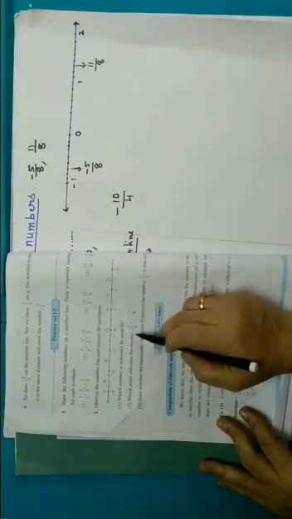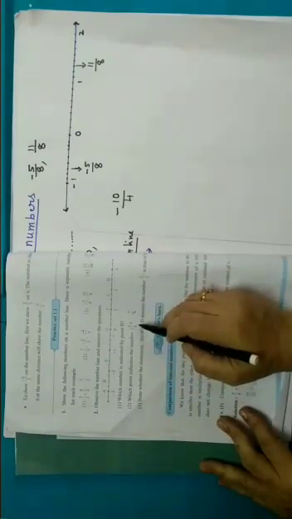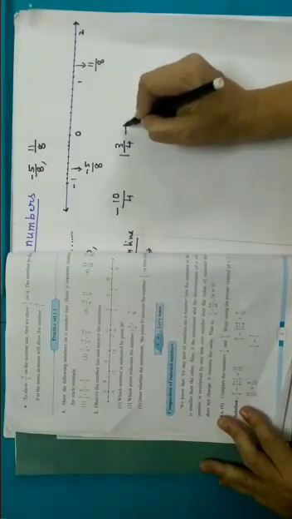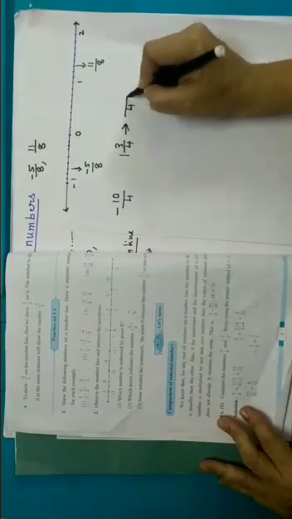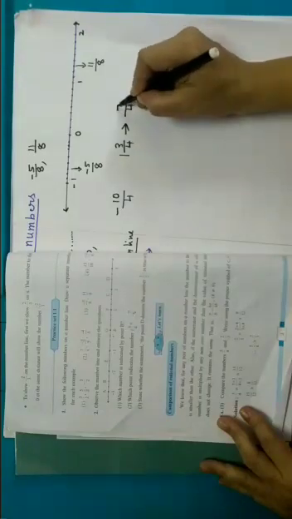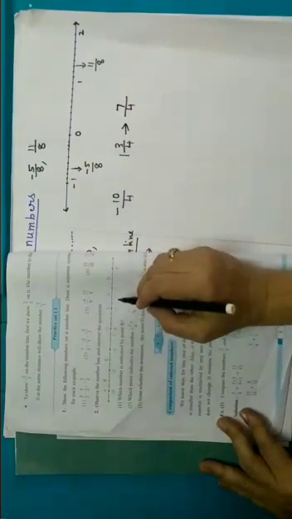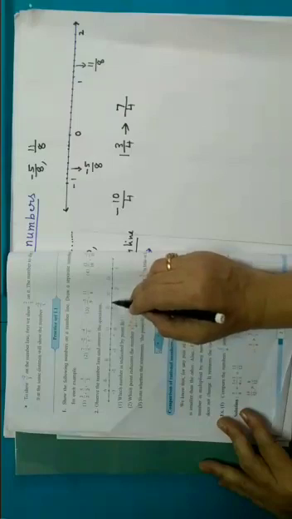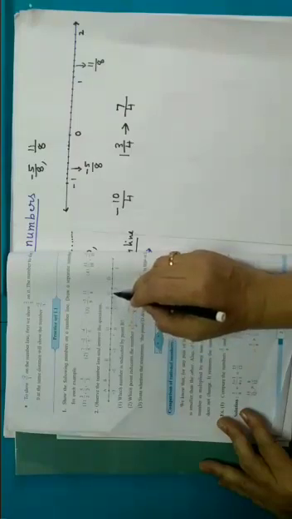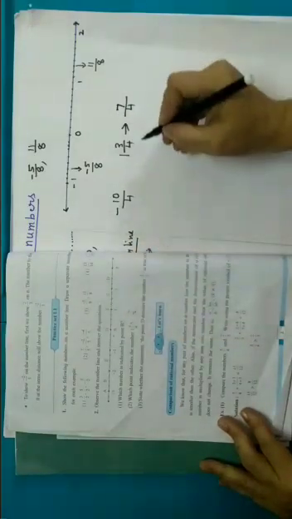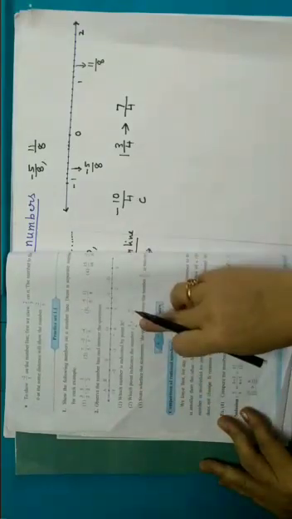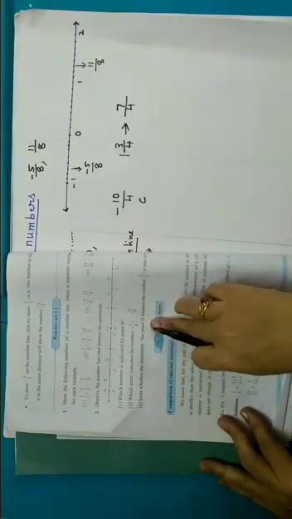Which point indicates the number 1 3 upon 4? Yes, 1 3 upon 4. First we have to convert it into an improper fraction. You will get 7 upon 4. Where is your 7 upon 4? On the right side. 1, 2, 3, 4, 5, 6, 7. This is your 7. What is the name of the point? Point C. Point C indicates the number 1 3 upon 4.